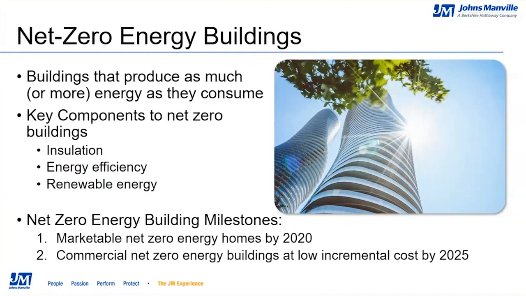In order for buildings to reach net zero status, they need several key components. First and foremost is insulation. This is key to ensuring that a building reduces its energy consumption. The second is energy efficiency. This comes in the form of windows and things like the electrical components in the building, like lights and appliances.